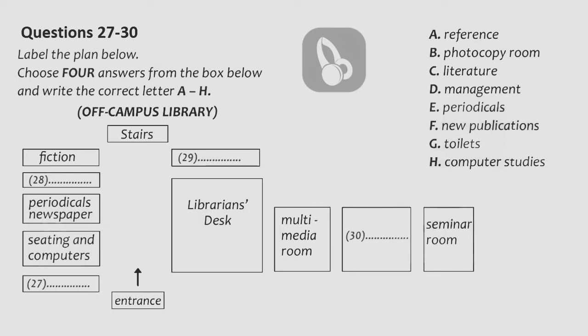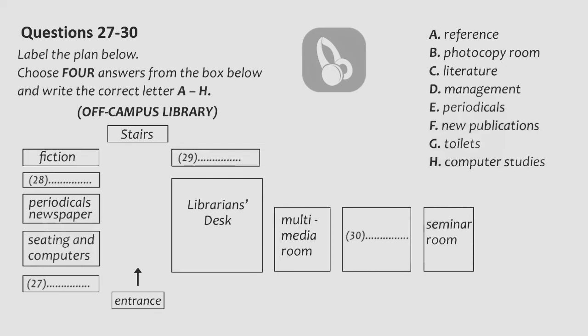Now, I do know where the management section is. It's right at the end on the left, isn't it? Just before the stairs up to the lecture theater. No. Sorry. Management and business studies, along with marketing, are all, as you said, at the back, but on the right. Oh, so what's on the left then? That's the fiction section, or literature.